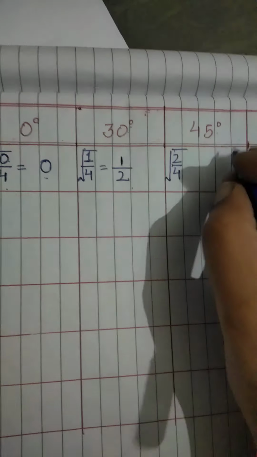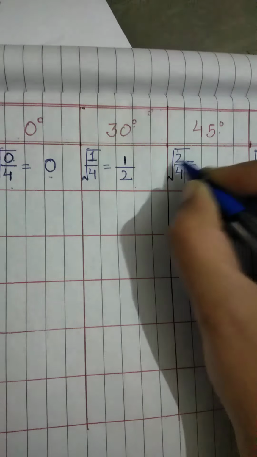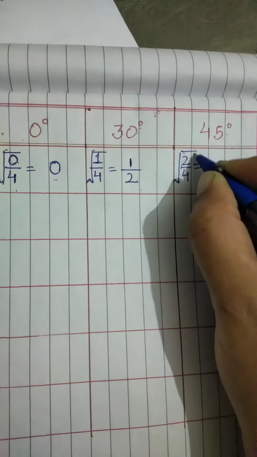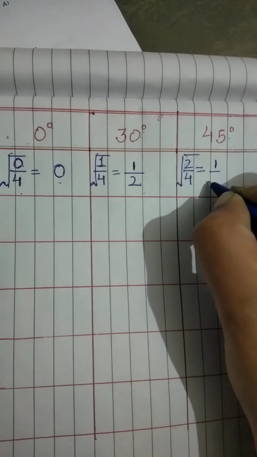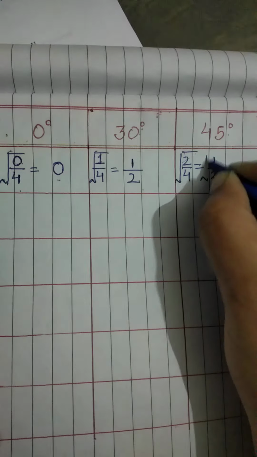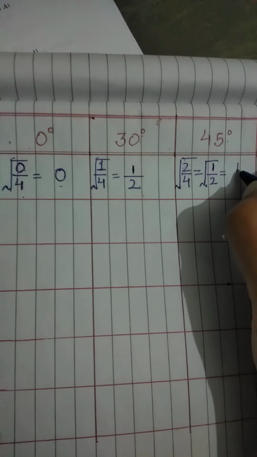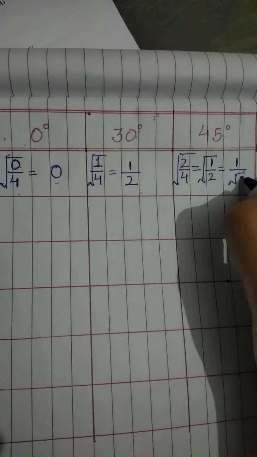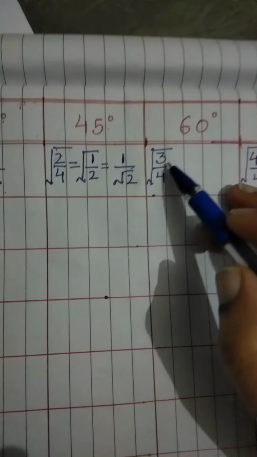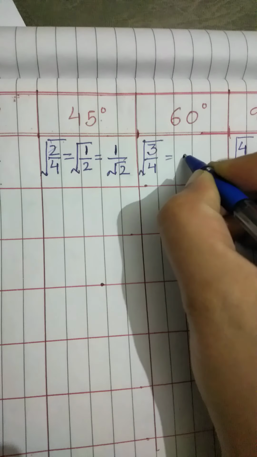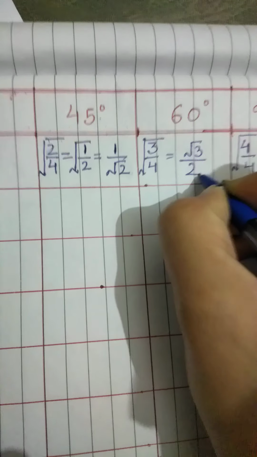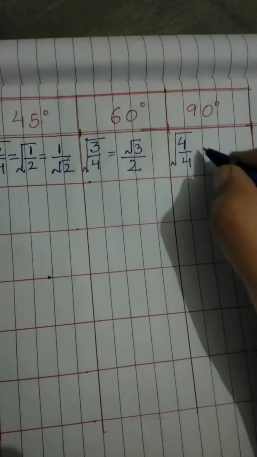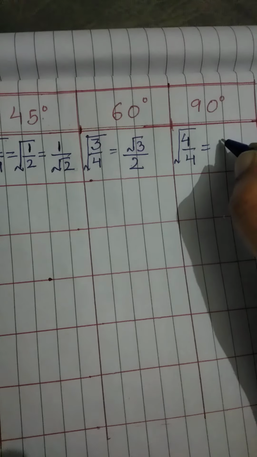Sine 45 degree, I want to find out the value. So 2 1 and 2 are 4, the answer is 1 divided by under root 2, or we can write 1 divided by under root 2. Under root 3 we write as it is, and under root 4 means 2. So this one is the answer for sine 60 degree. 4 is cancelled with 4 and here we will get answer 1.